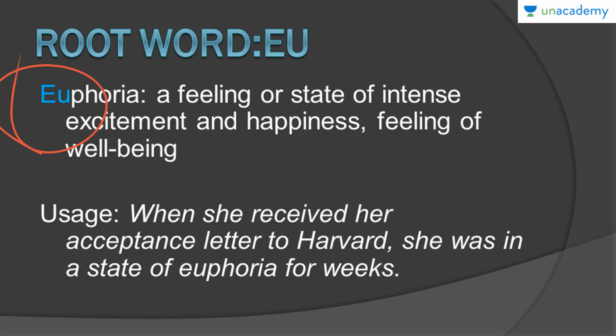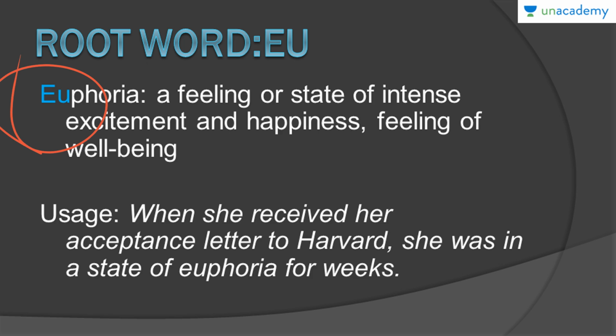So when you use it in a sentence, you say, when she received her acceptance letter to Harvard, she was in a state of euphoria for weeks. So you can understand the feeling. So euphoria would be for her because she had got admission into Harvard University. So what kind of happiness she must be feeling. So that's euphoria. Euphoria is when you are intensely feeling happy. So that is the feeling of euphoria.